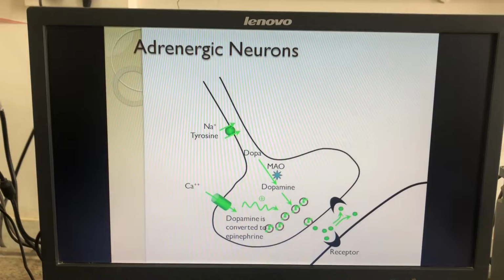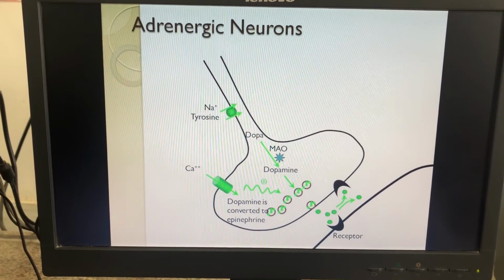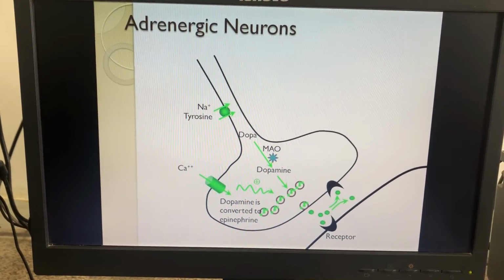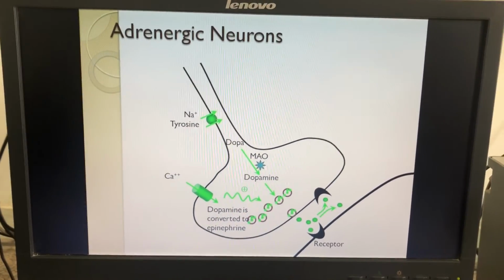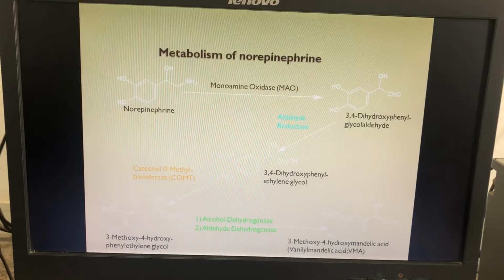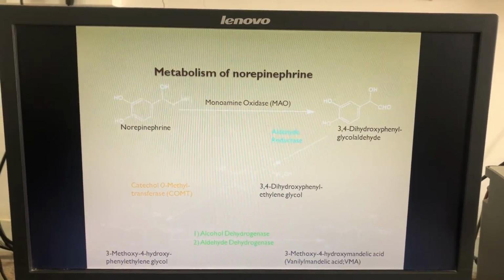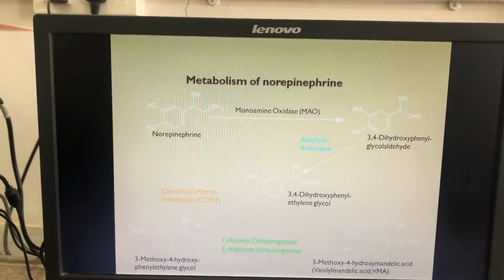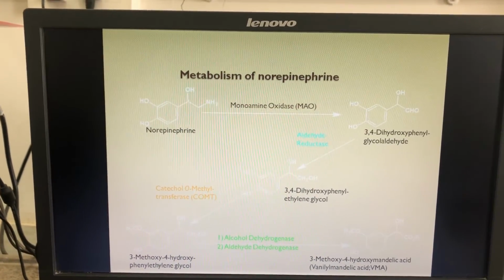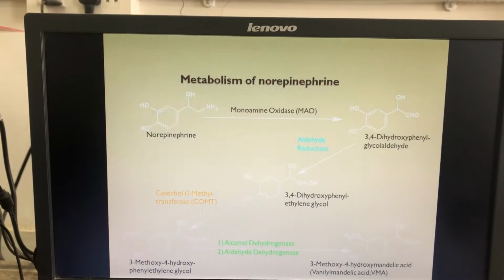These adrenergic neurons release the neurotransmitter noradrenaline, which goes and acts on the receptors present on the effector organ. After the action is over, norepinephrine is metabolized by two enzymes, monoamine oxidase enzyme and catechol O-methyl transferase enzyme.